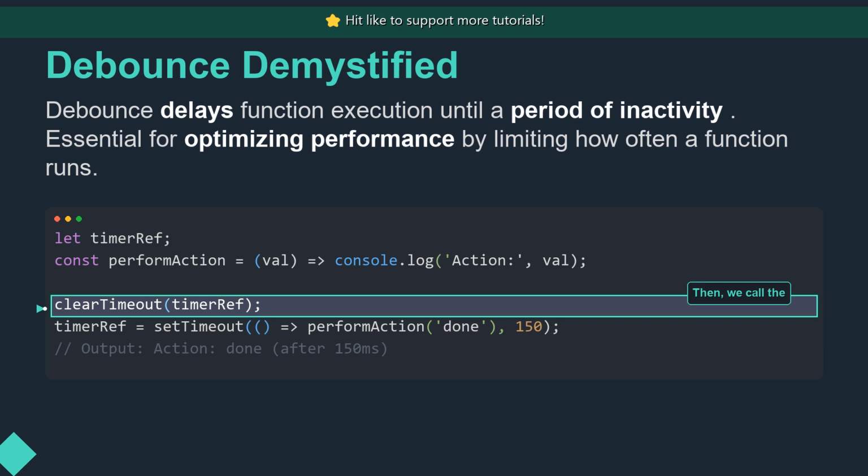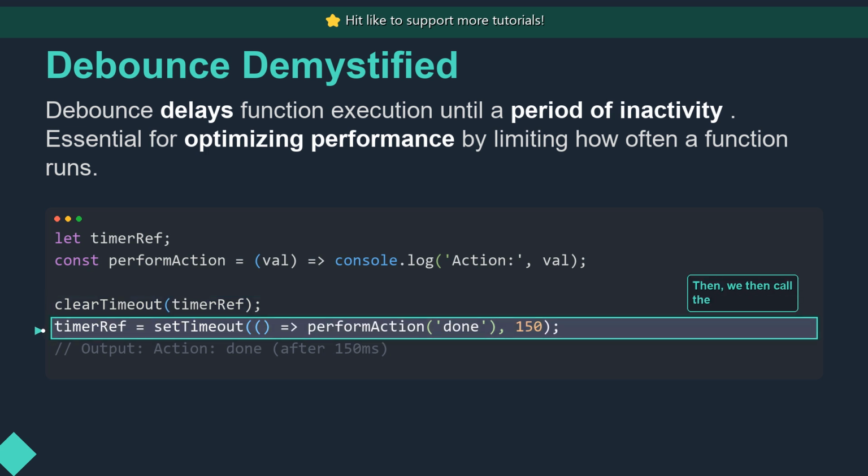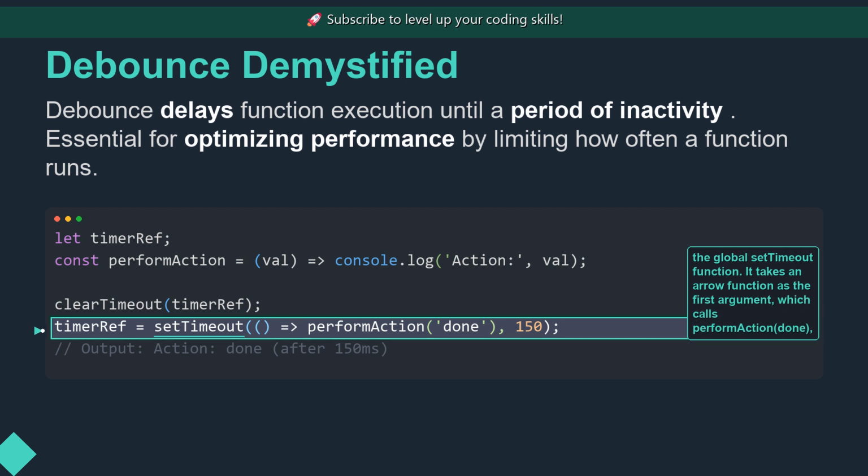Then, we call the global clearTimeout function, passing timerF as its argument. This immediately cancels any pending setTimeout execution associated with that timerF, effectively resetting the Debounce mechanism if it was previously scheduled. We then call the global setTimeout function. It takes an arrow function as the first argument, which calls performAction, 'done', and a 150 millisecond delay as the second. This schedules performAction to run after 150 milliseconds and stores its ID in timerF.